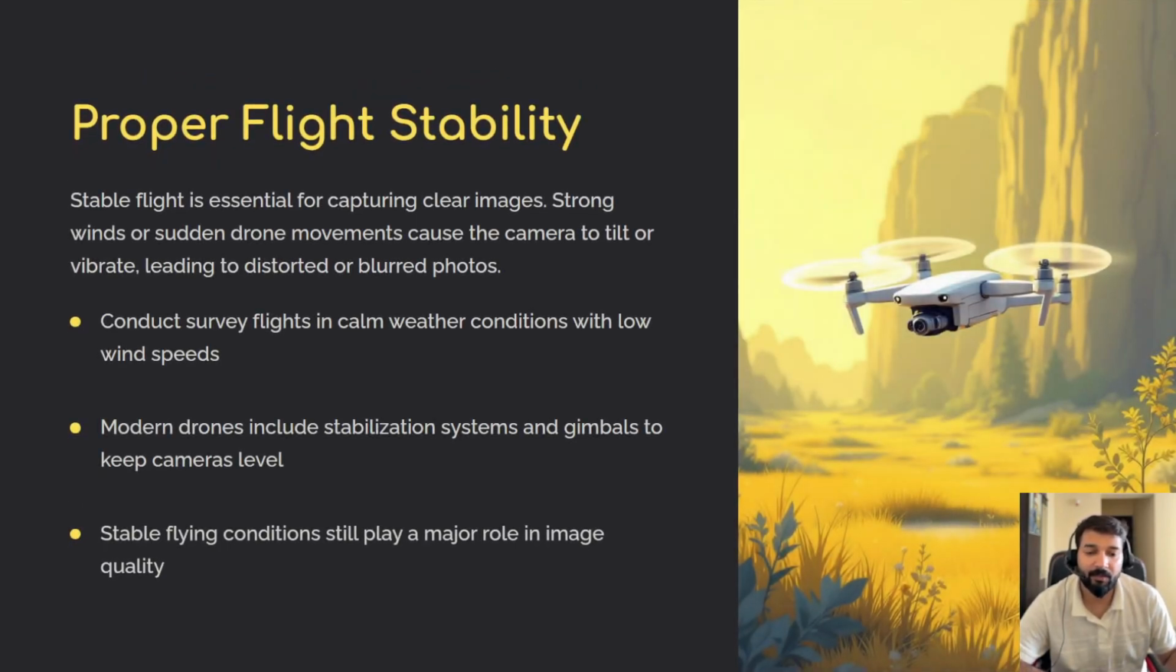Second, maintain proper flight stability. Stable flight is essential for capturing clear images. Strong winds or sudden drone movements can cause the camera to tilt or vibrate, leading to distorted or blurred photos. Survey flights should ideally be conducted in calm weather conditions with low wind speeds. Modern drones include stabilization systems and gimbals that help keep the camera level, but stable flying conditions still play a major role in image quality.